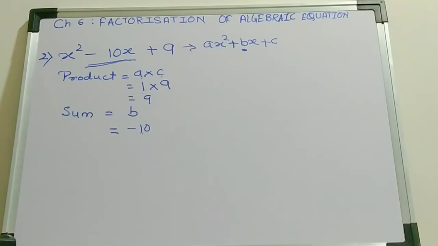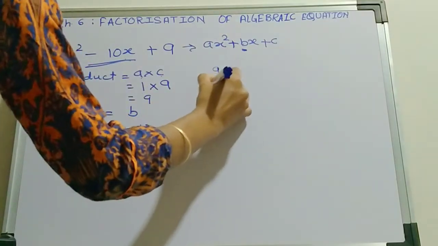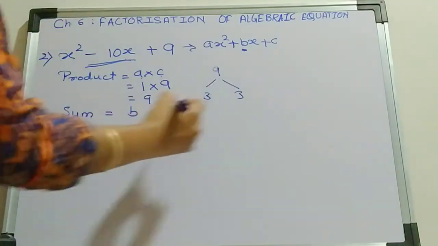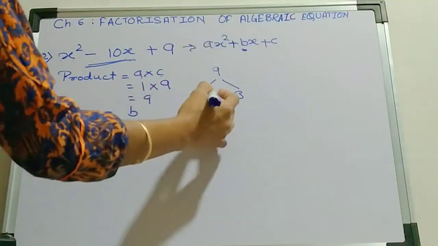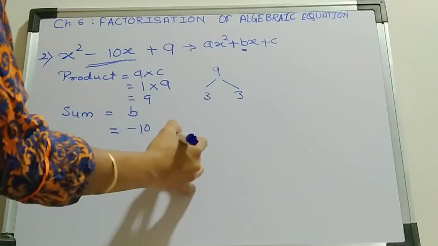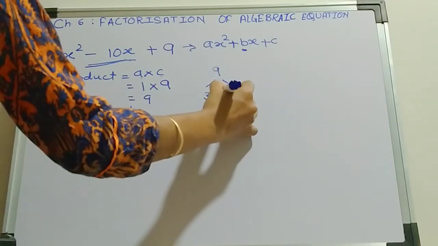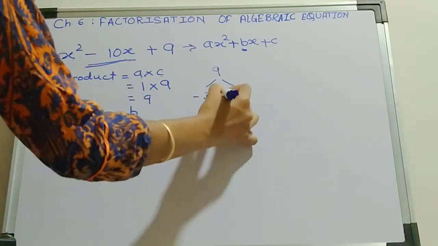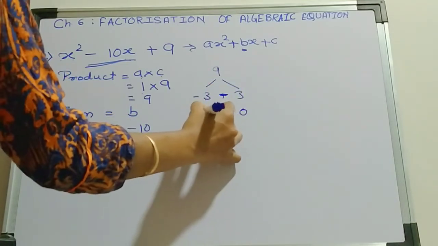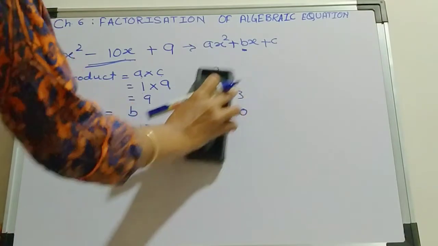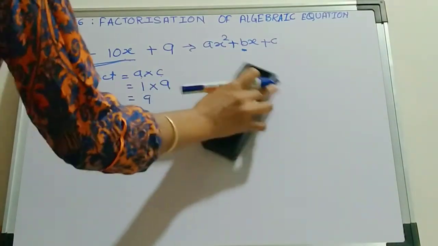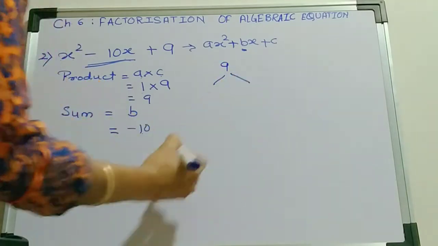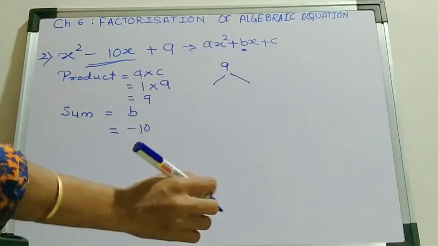Now 3 3s, I know 9 comes into which table? 3 3s are 9. First I will find out 3 into 3, 9 is correct, but whether the sum is minus 10, no, I could not get. If I add these, I will get 6. If I subtract these two terms, then I will get 0, or if I subtract these two terms, then I will get minus 6. So no combination is allowed for 3 into 3. So again, the value for which 3 3s are 9 is neglected.